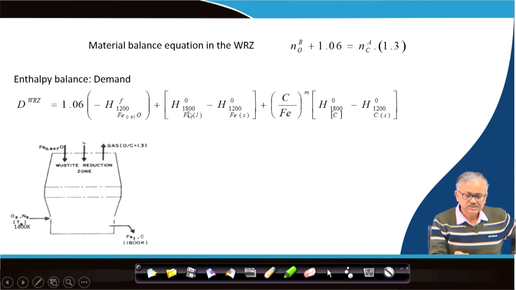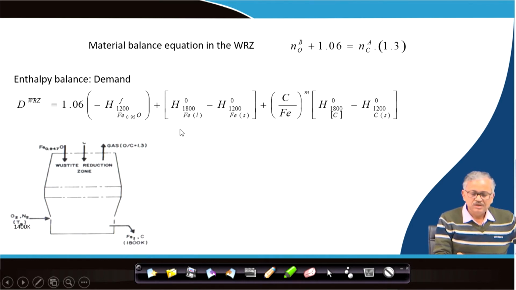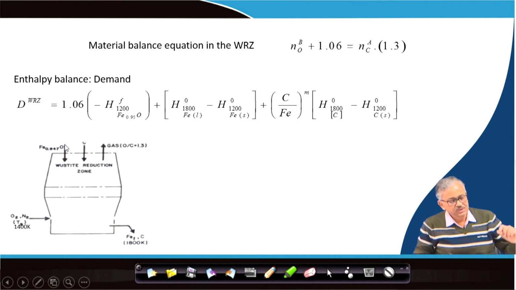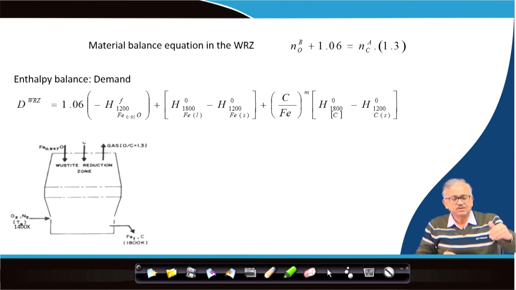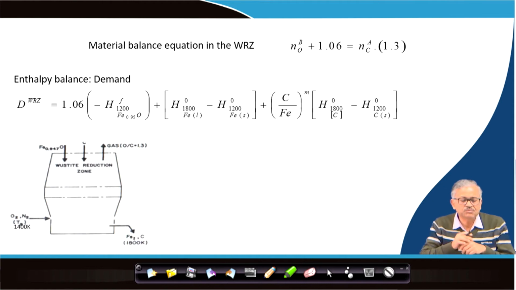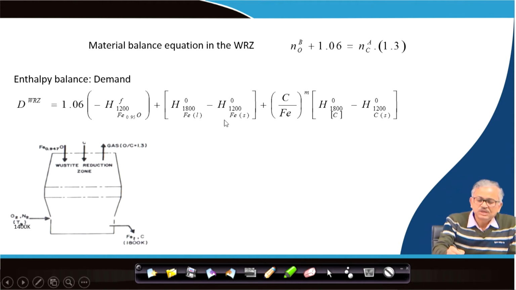And then what is this? This is basically the sensible enthalpy of liquid iron, that is the standard enthalpy of liquid iron at 1800 Kelvin minus the standard enthalpy of solid iron at 1200, because iron is entering at 1200 Kelvin along with the Wüstite. Basically the iron is entering in the form of Wüstite at 1200, and finally, the iron is leaving in liquid form at 1800 Kelvin.